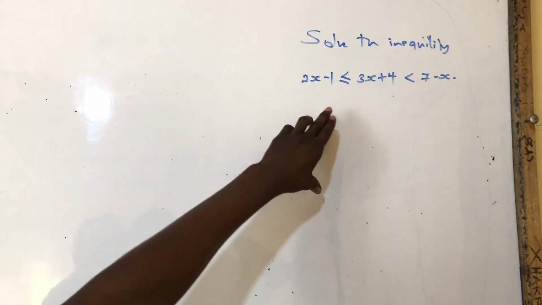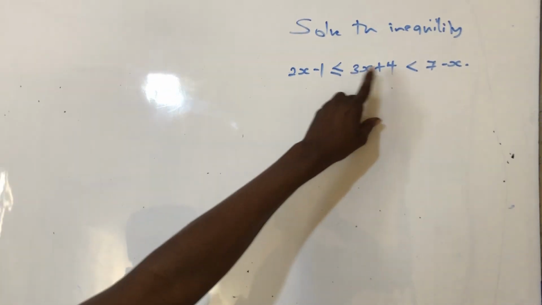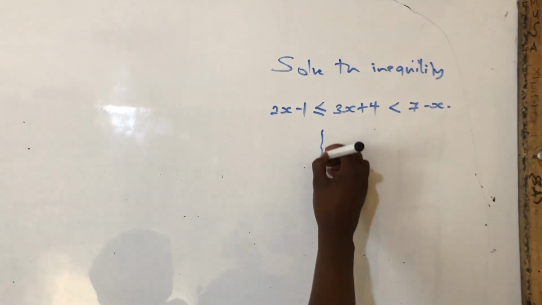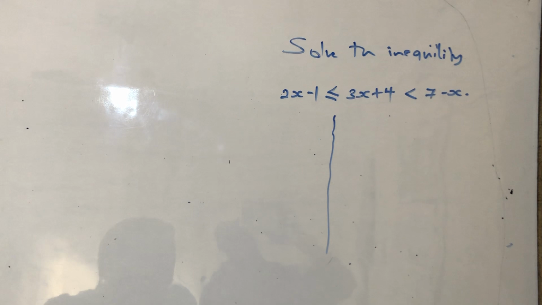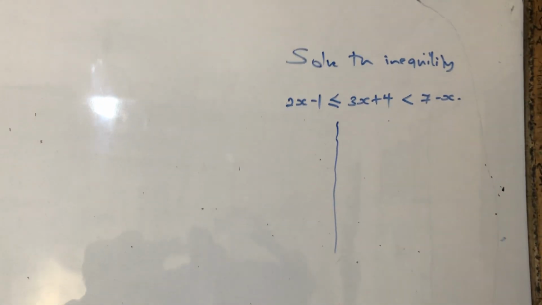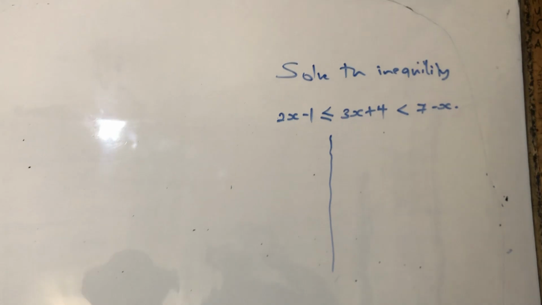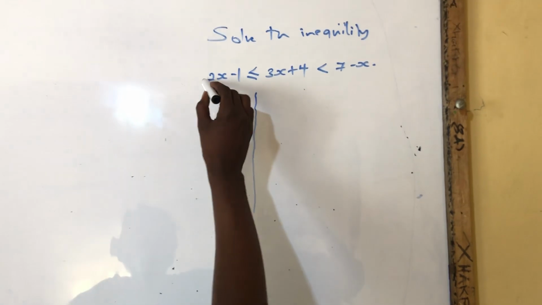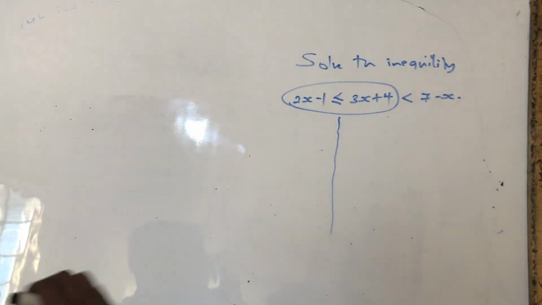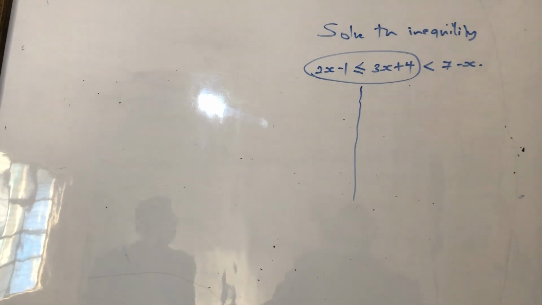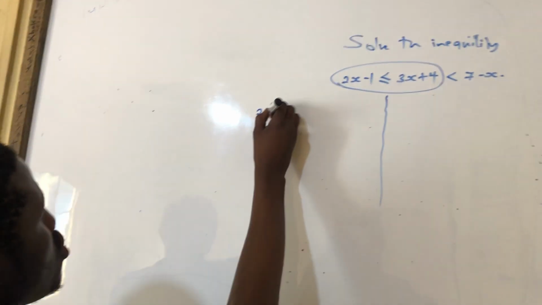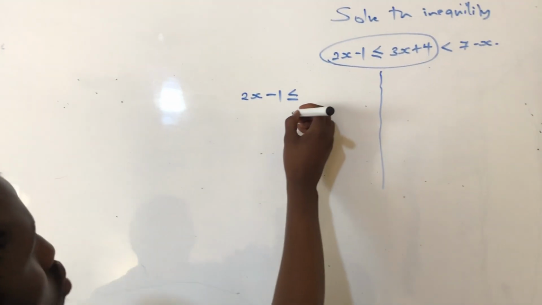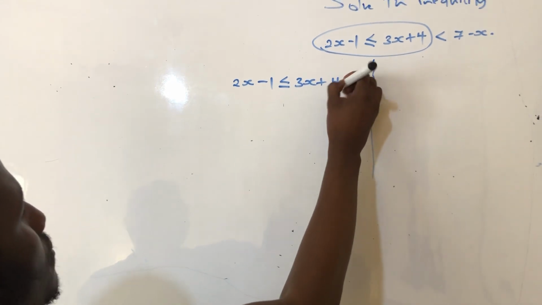Whenever you have an inequality involving more than one inequality symbol, this is what we call a compound inequality. The first thing that a student is required to do is to separate the two inequalities. How will the two inequalities be separated? I will have the first two. What do we have in the first two? We've got 2x minus 1 is less than or equal to 3x plus 4.